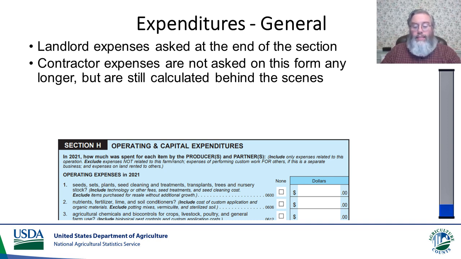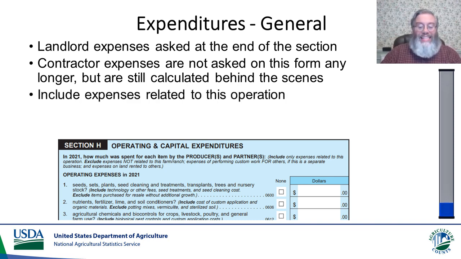Contractor expenses are still calculated behind the scenes, but are based on data collected on a separate survey of just contractors. If possible and where appropriate, please write detailed notes about the type and amount of services that are provided by a contractor. When collecting data in Section H, be sure to report only expenses for the targeted operation. That is the operation defined by the total acres recorded in Section A, Item 4.